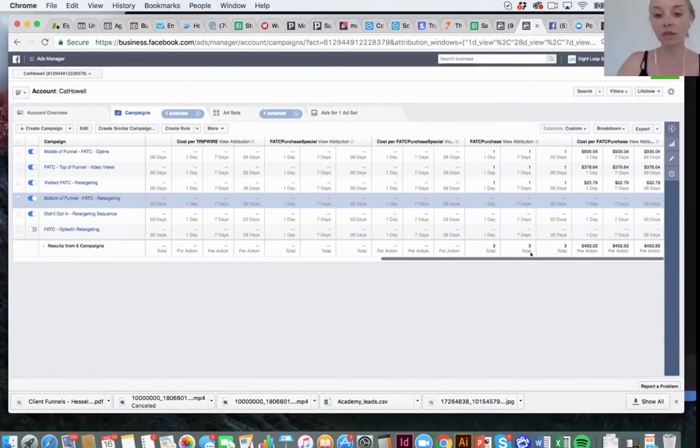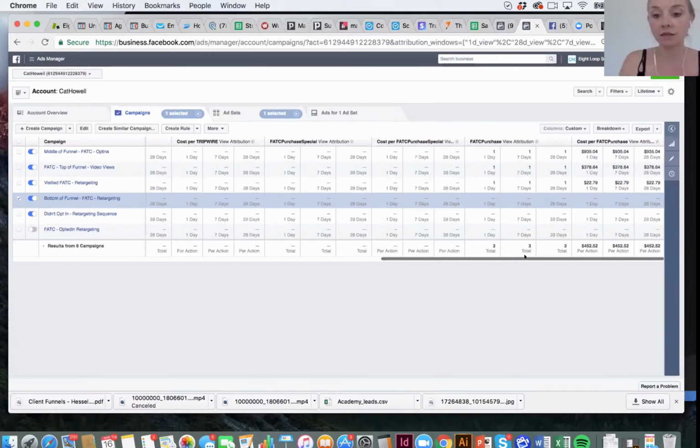So it gives you a really good sense of the conversion window that your client has, right? Are people buying as soon as they see the ad? Or is it a very long conversion window? And I'm actually really surprised by this, guys, because FATC is not cheap, right? So I would have thought my conversion window would have been a lot longer on this. So I think this is only because it's a fresh funnel and there's actually not that much data on it.